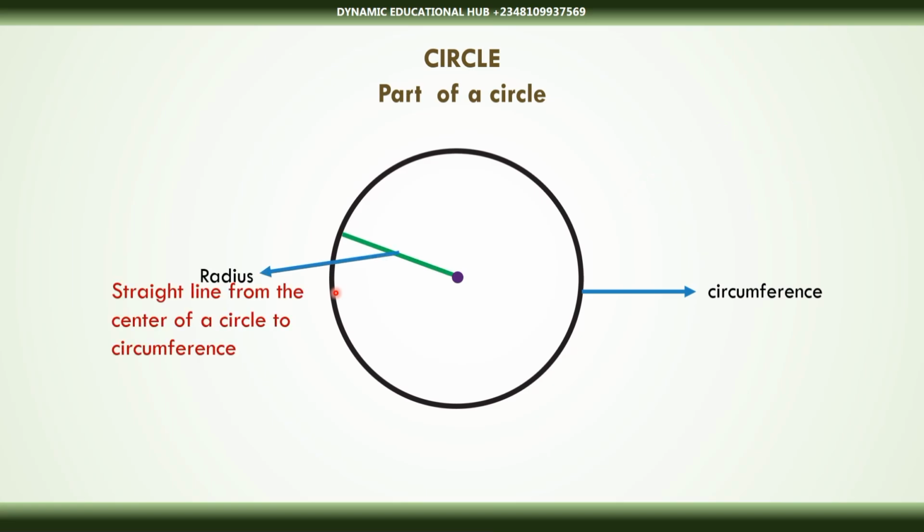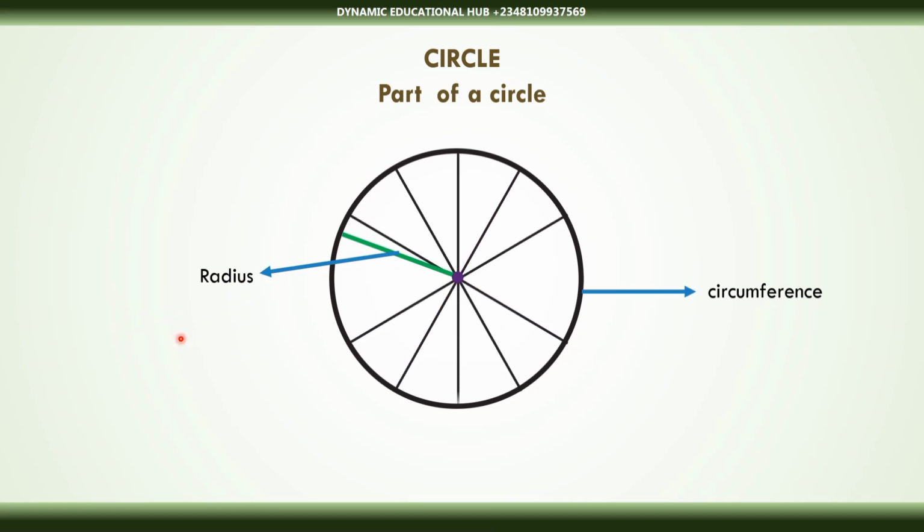A straight line that moves from the center to any part of the circumference in a circle, that distance is known as the radius. When you move from the center of a circle to any part of the circumference, a straight line drawn from the center to any part of the circumference is always constant, and the name of that straight line is known as radius. The plural form of radius is radii.